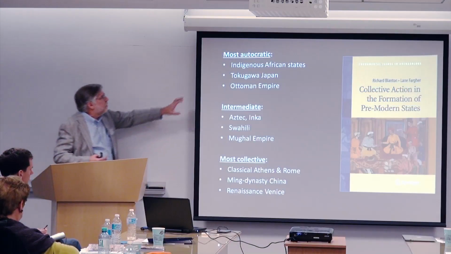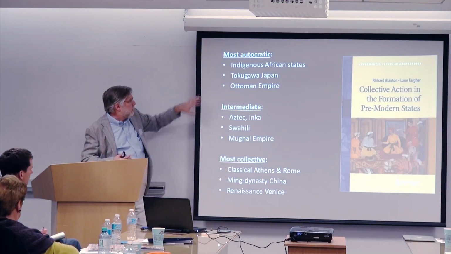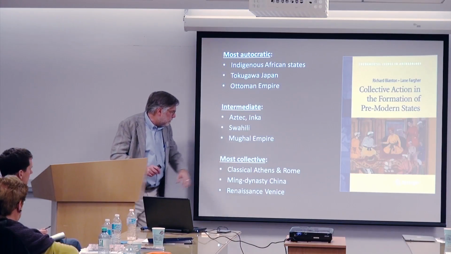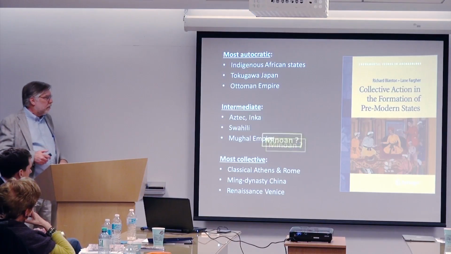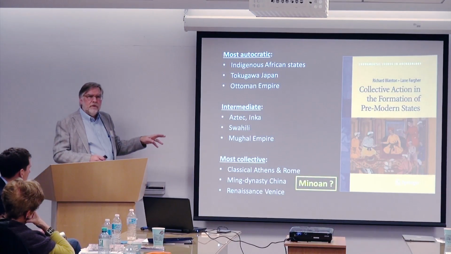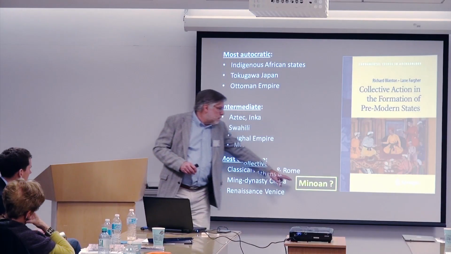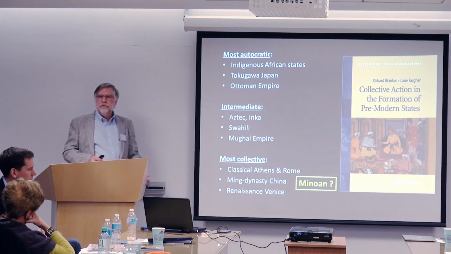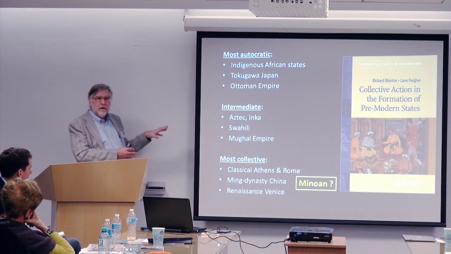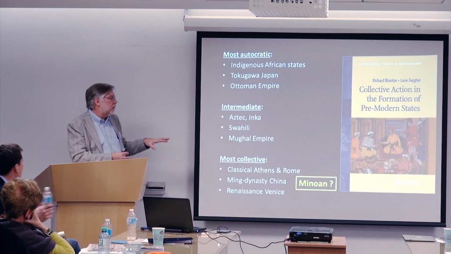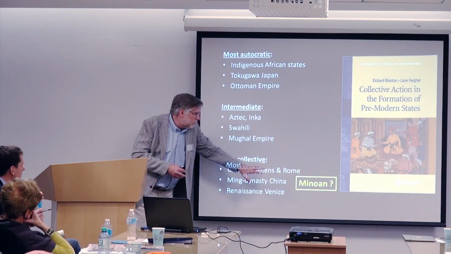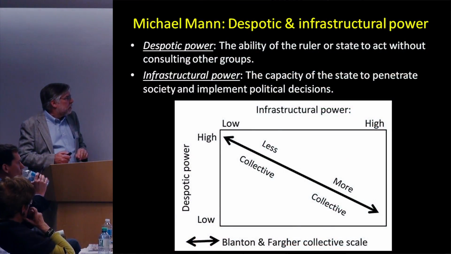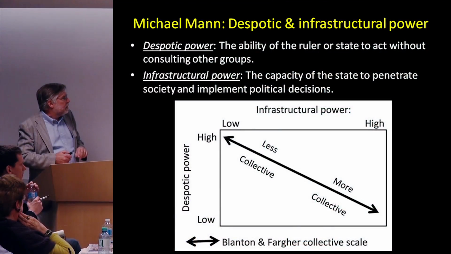Anyway, there are other, more autocratic indigenous states. I have Africa, Japan, intermediate, and most collective, classical Athens and Rome, Ming China, and Renaissance Venice. Somewhere, and I didn't actually track this down, Blanton and Fargher put Minoan society at the collective end of things. It's not in this book, but they've published a bunch of articles since then. They've begun to apply this to archaeological cases, urban cases, cities, in some of their articles. In talking about ancient societies, they put the Minoans at the more collective end. I'm not going to talk about that.